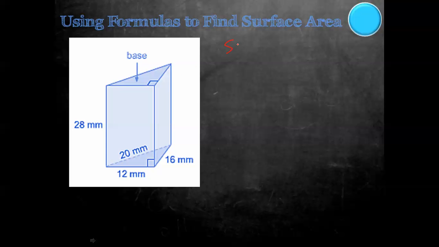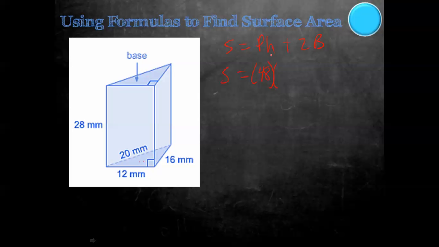For this one, it says find the surface area. We're going to use the same formula. This is what I was talking about earlier about knowing your bases. So here, it's a triangular prism. We classify it that way because it's a triangle. Those are the bases that are parallel to each other. The first thing that we're going to do is add up the perimeter of the base. So we're going to take 12 plus 16 plus 20, and that's going to give us 48.